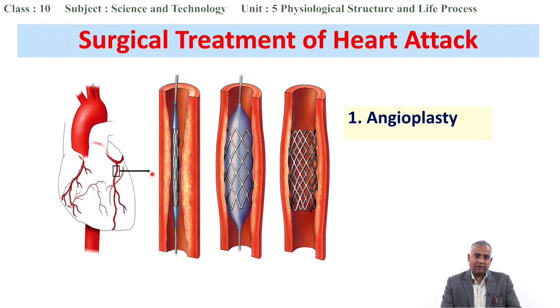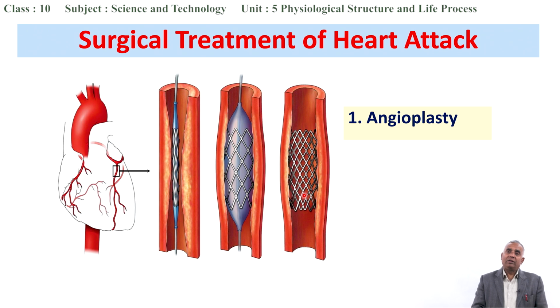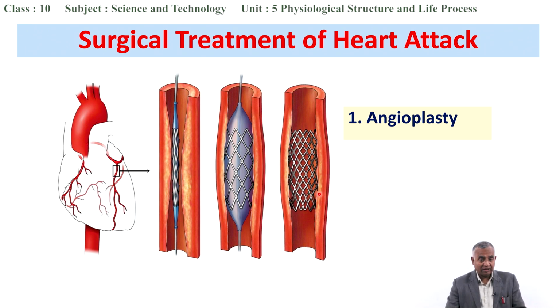It is brought into the heart, and then this balloon is inflated. So what will happen? It opens the path. After that, this catheter with the balloon is removed, and the metal mesh keeps the wall widened. In this way angioplasty is done. Sometimes it is not enough for the patient.